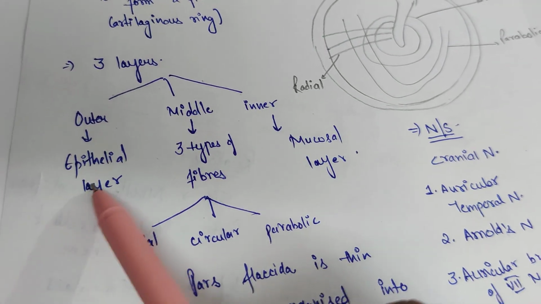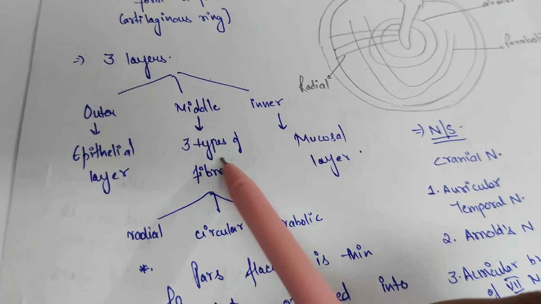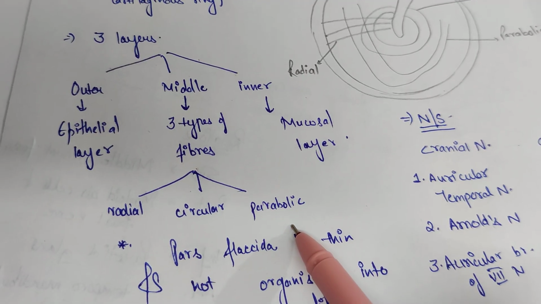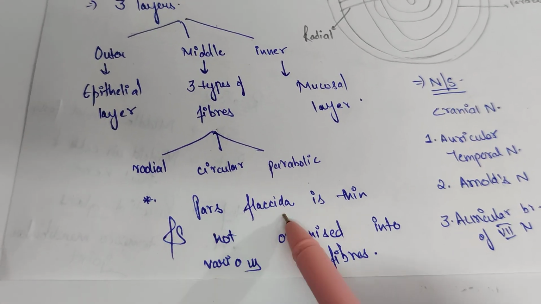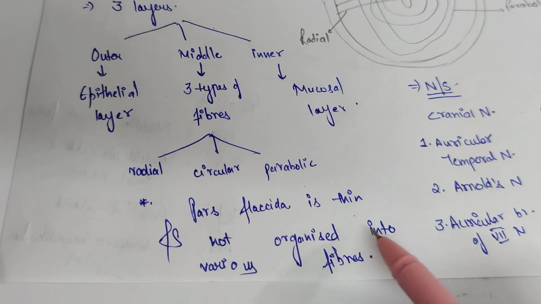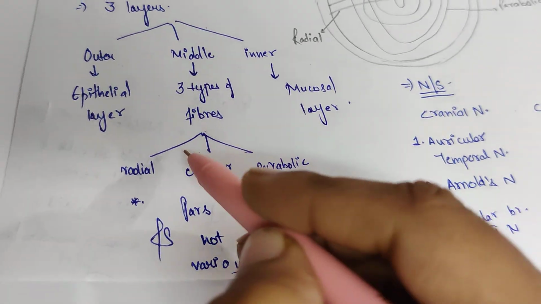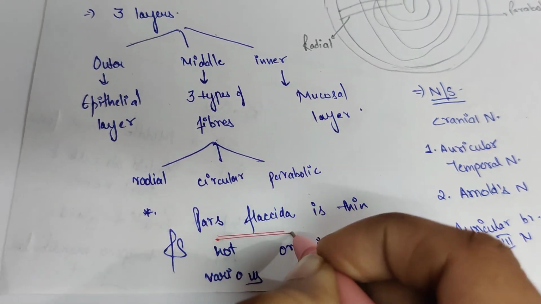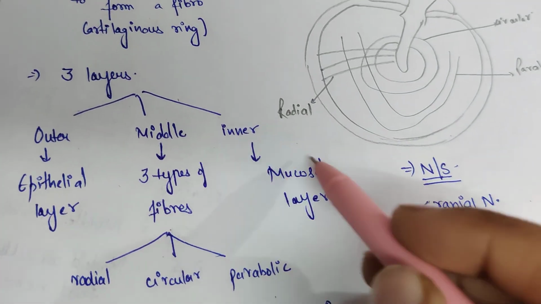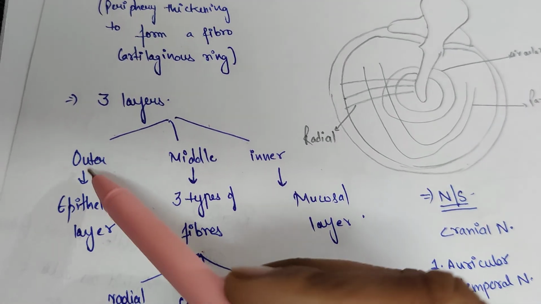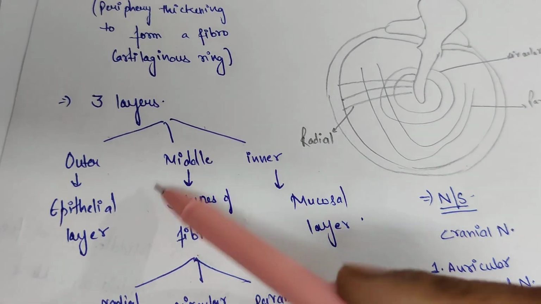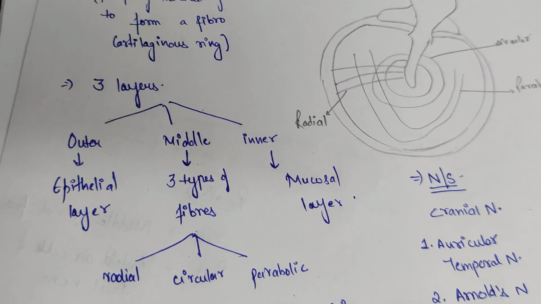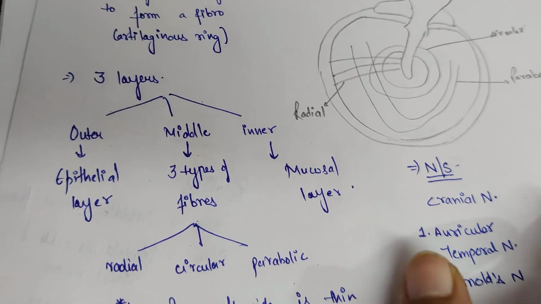Outer is made up of epithelial layer. Middle is fibrous layer which has three types of fibers: radial, circular and parabolic fibers. Important to note here is pars flaccida is thin and not organized into various fibers. Radial, circular and parabolic fibers are not seen in the pars flaccida. Okay. Next layer, inner layer is the mucosal layer. Easily learn: outer is the epithelial, inner is the mucosal. Middle is made up of fibers, radial, circular and parabolic. Pars flaccida is thin, not organized into various fibers.